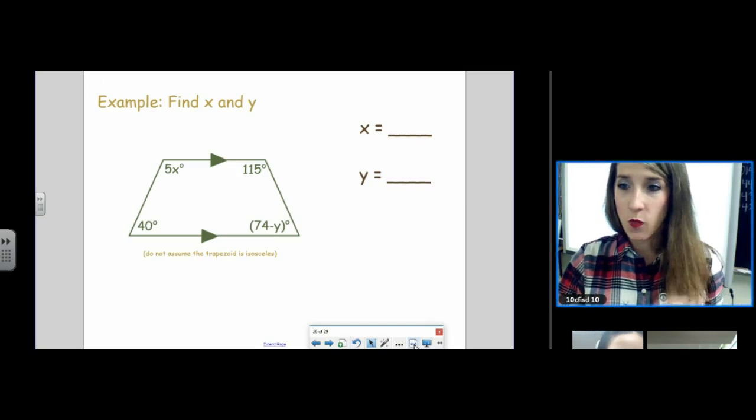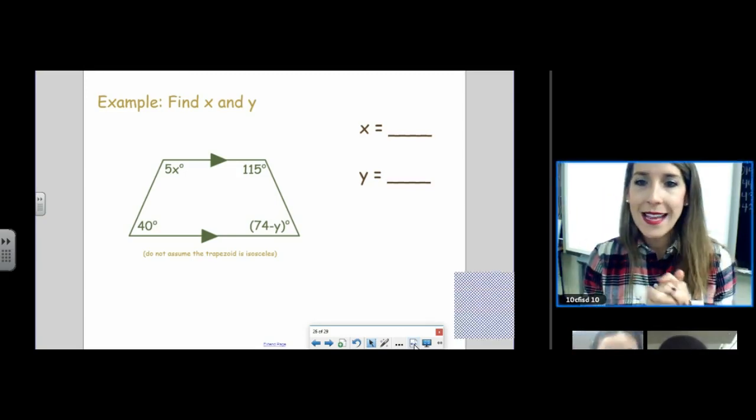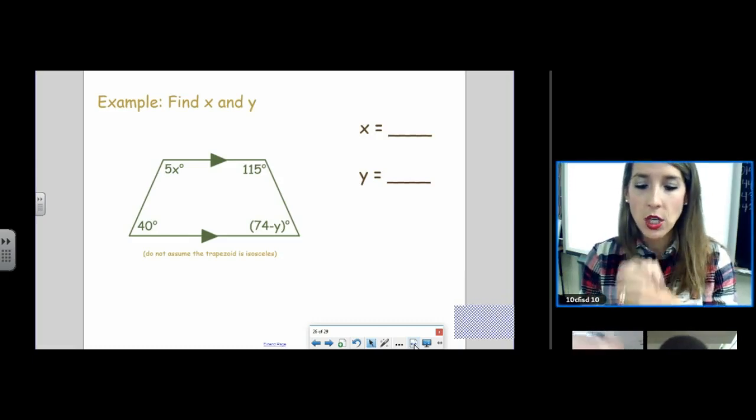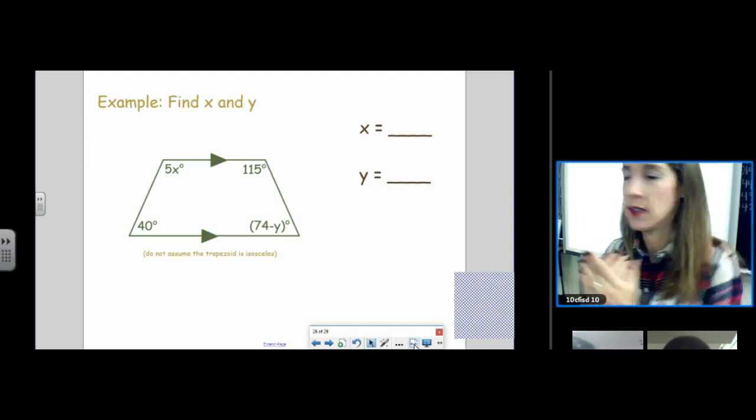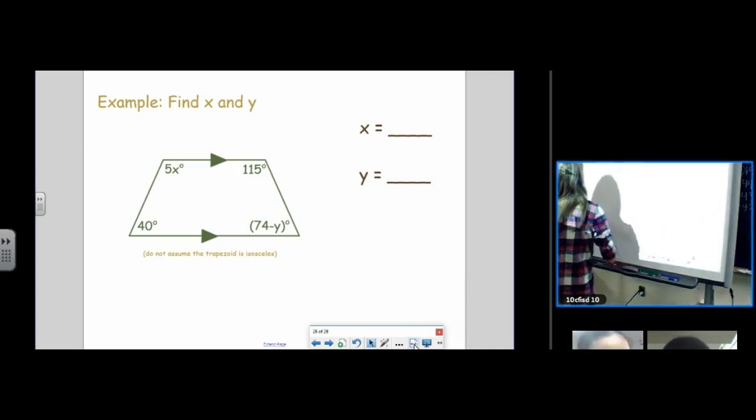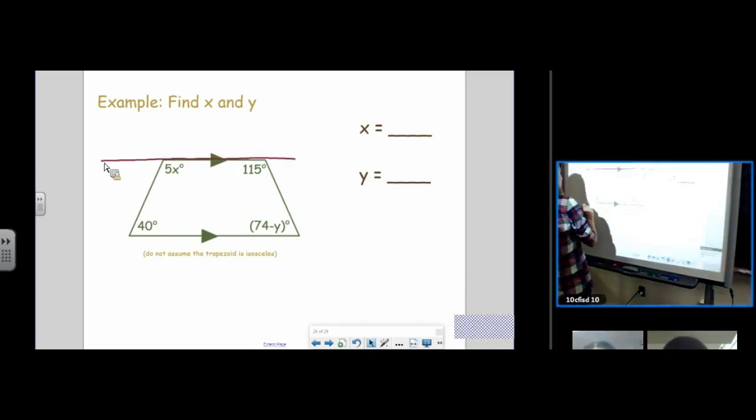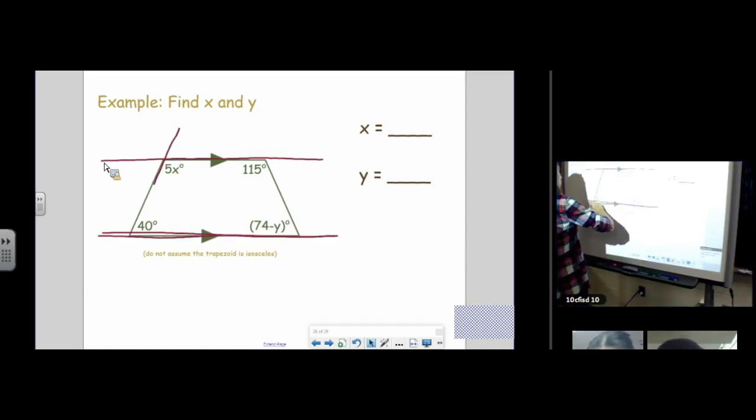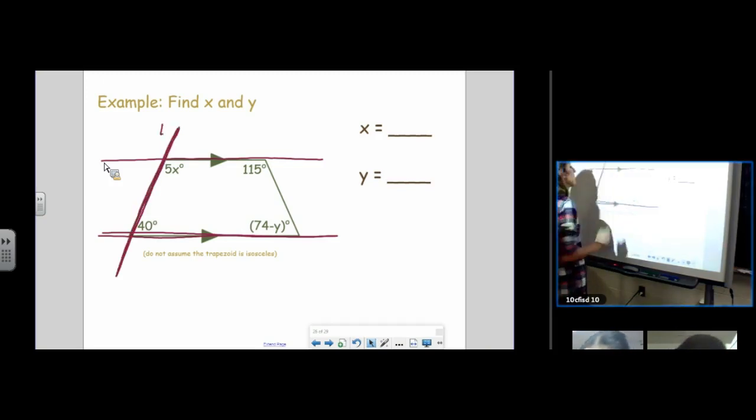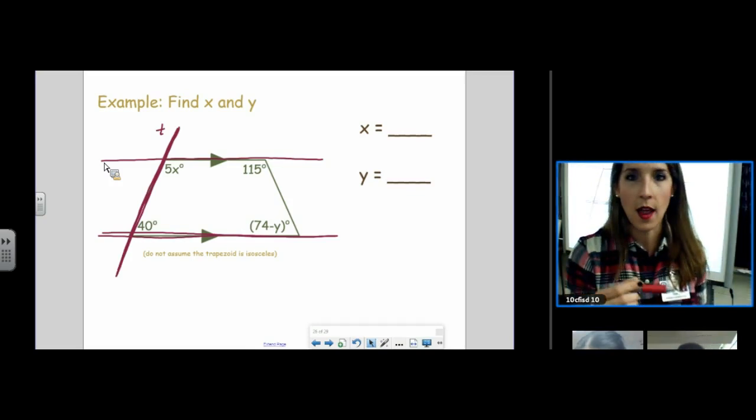When you know X and Y, you may type it in the private chat. Okay, let's look at this. Remember, to employ the theorems we learned today, you must have parallel lines. The only set of lines that are parallel are these right here. So you need to extend them if this helps you see them better. So right now we're going to work on this transversal. This is our transversal, and those are our parallel lines.